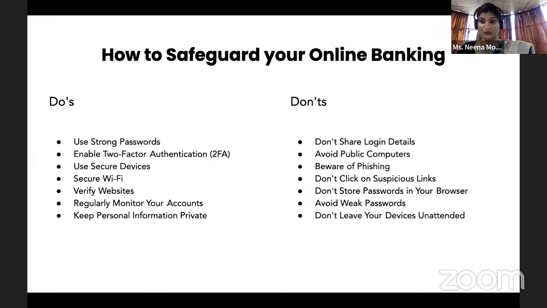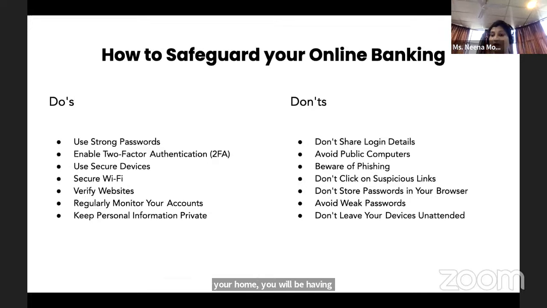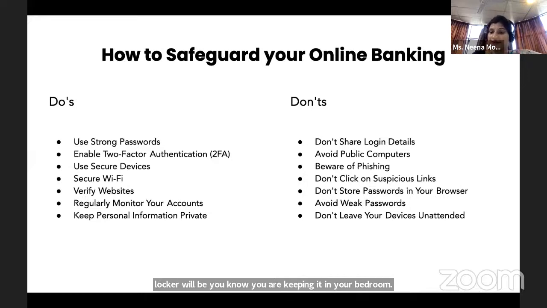Okay, I'm sorry. So when you are talking about your home, you will have an outer wall, and there will be a front door and a back door. Then inside, especially when you are keeping all your valuables, you will keep them in a locker, right? So there will be a locker. That locker you keep in your bedroom. For the bedroom there will be another door.